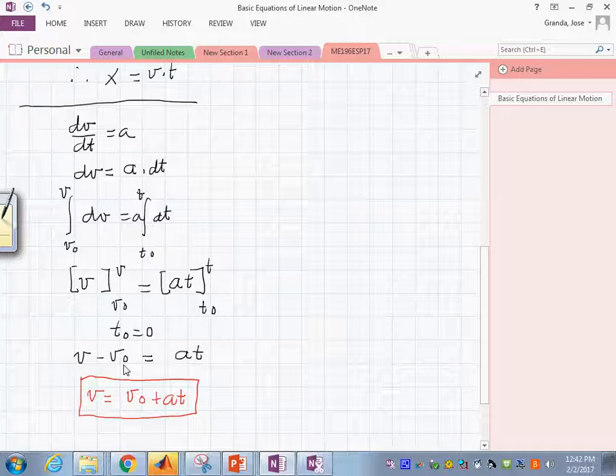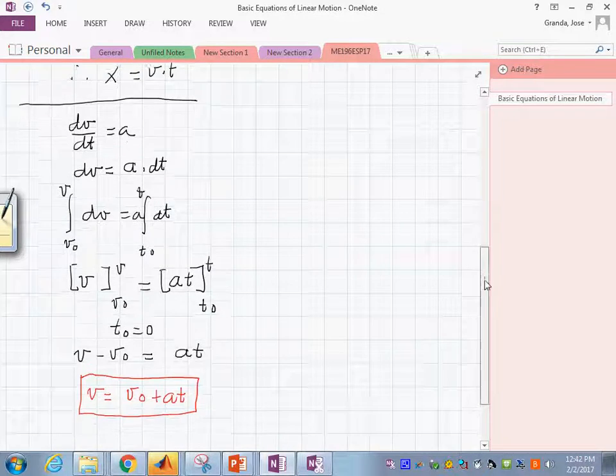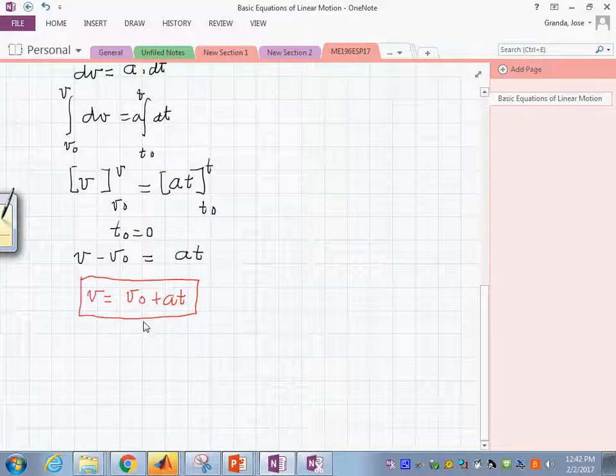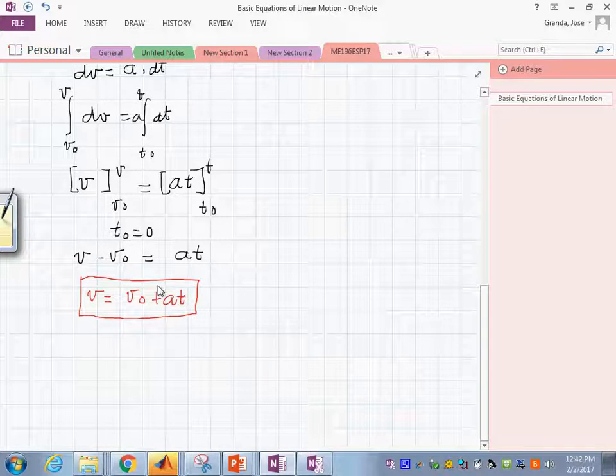Now there are two other equations that we need to know. I think it would be good to write down that this is uniformly accelerated motion.